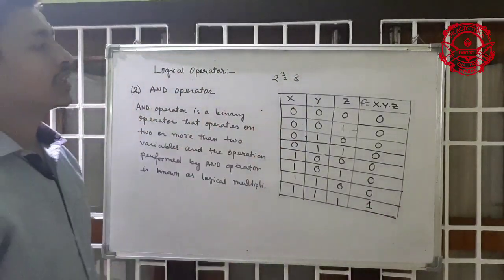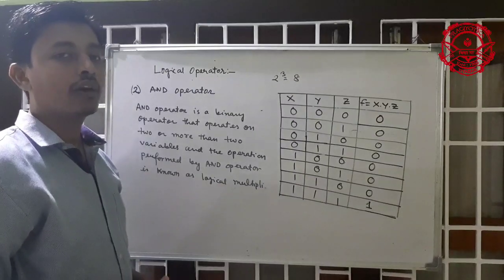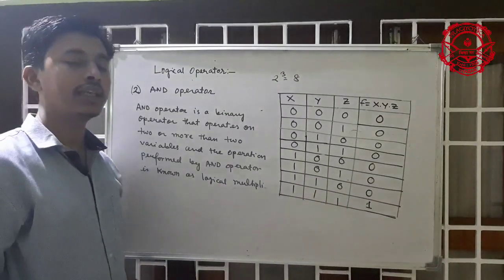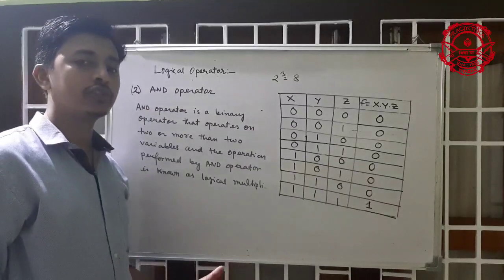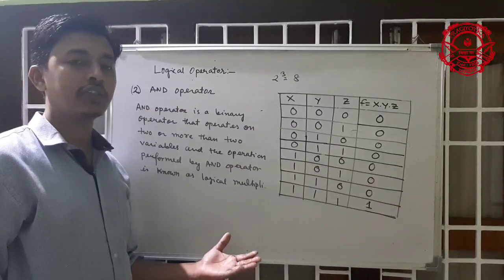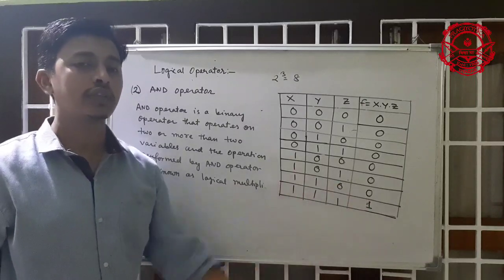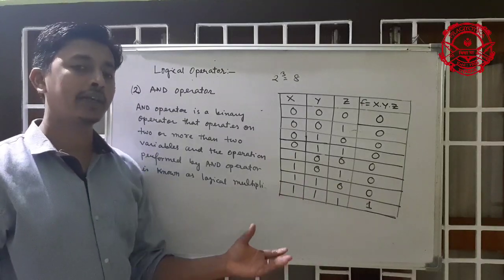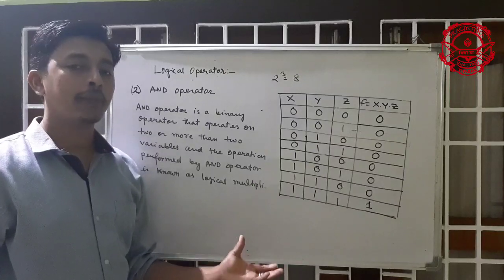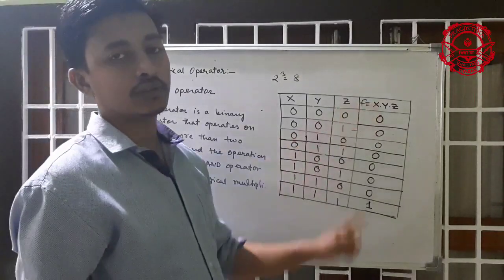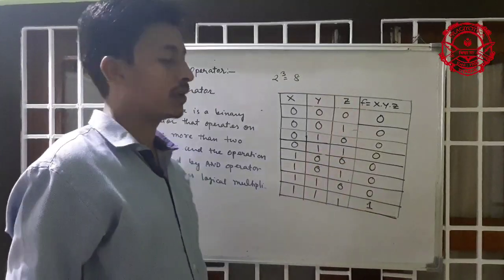So in this way you can create the truth table for the AND operator. Again, it is a binary operator which is basically used for 2 or more than 2 values, and the operation performed by the AND operator is called logical multiplication. The symbol used is the dot symbol.